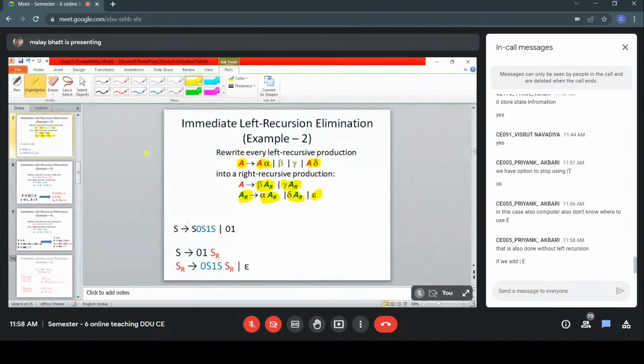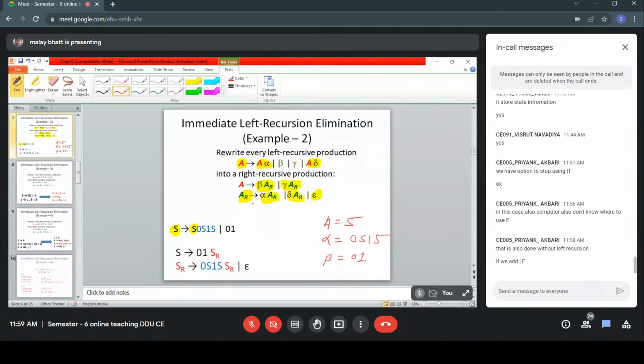So now if I match with this, can I say that here we have A equal to S? A equal to S, because we have a left recursion. Then if I match, I can say alpha is equal to 0S 1S. Here beta is equal to 0 1. If I match with the rules, there is no A delta here, so delta is not present. Also gamma is not present in this grammar.